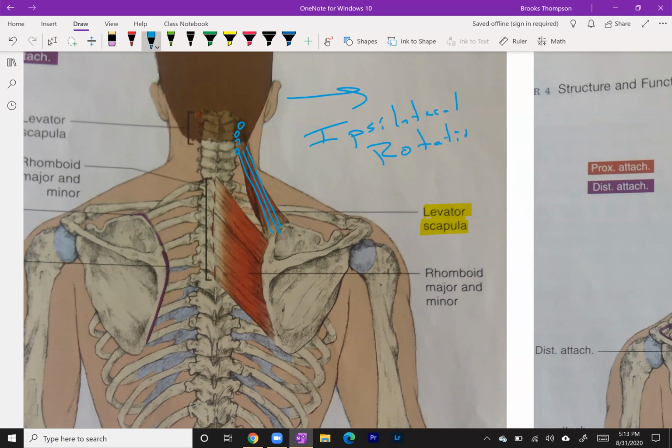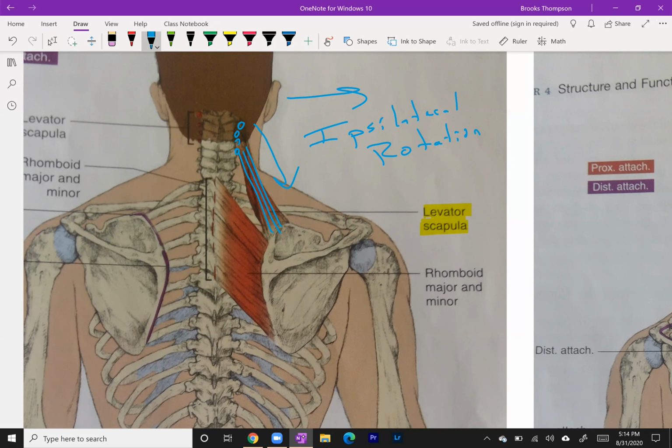rotation. Now, all of them do side bending, but they're all going to side bend to the same side because muscles pull. So obviously this is going to pull down into ipsilateral or the same side lateral flexion. The same with the SCM, the same with the traps, all of those. But the rotation is where it gets confusing.